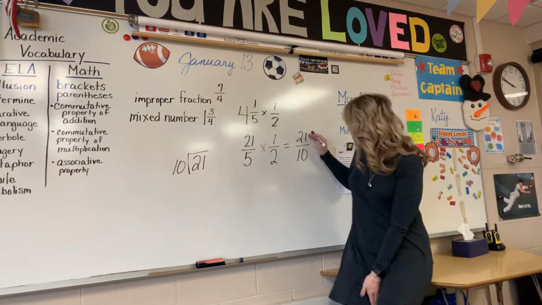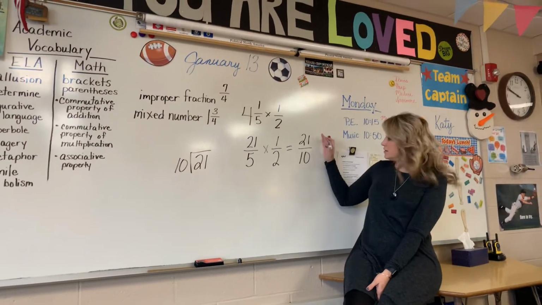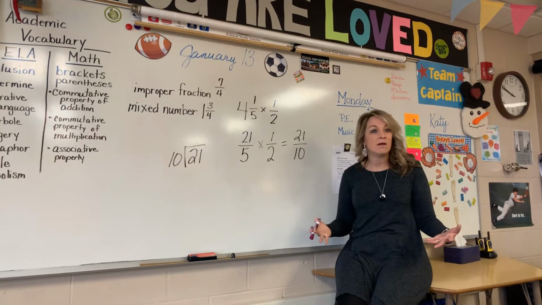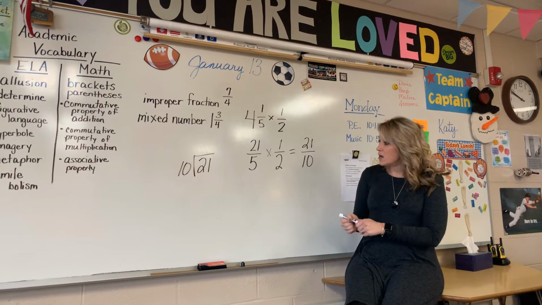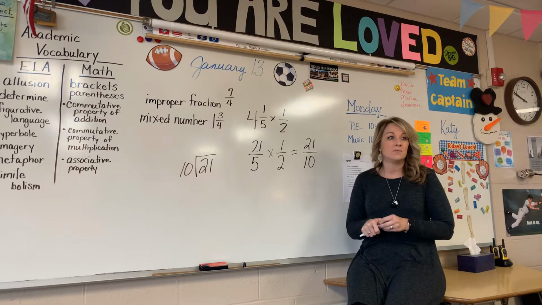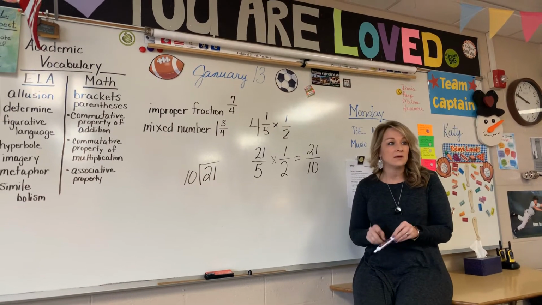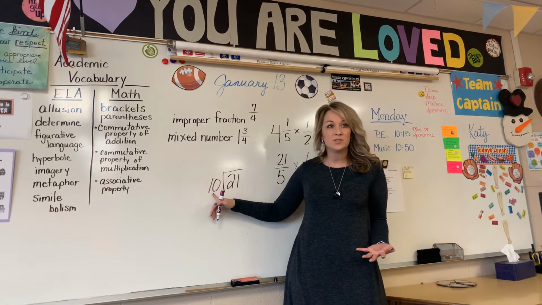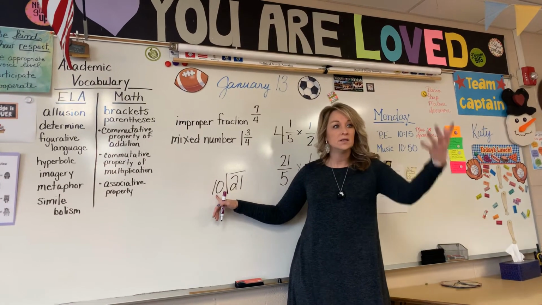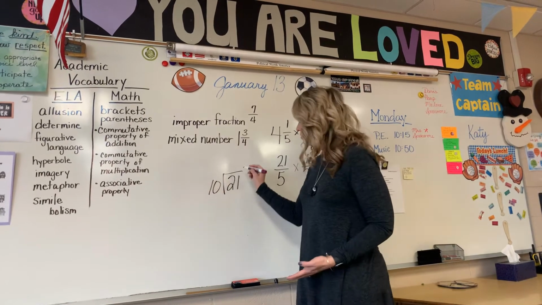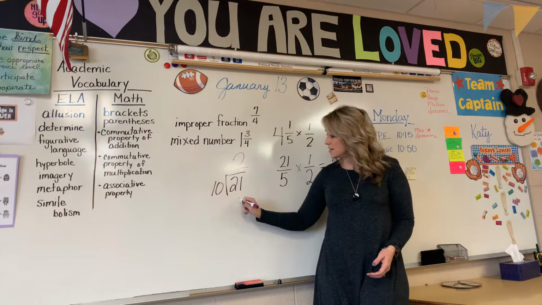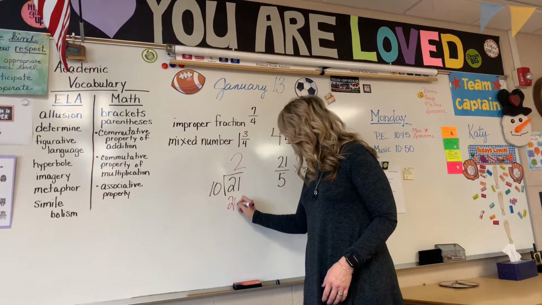Okay, occasionally you're going to get to this point and it's just going to be a common division fact and your answer is going to be a whole number. A lot of times it's not going to go in equally and you're going to end up with a mixed number. So you get to this and you decide how many times is 10 going into 21 without going over. Chris? 2. Okay, and then you multiply. 2 times 10 is 20. Subtract.